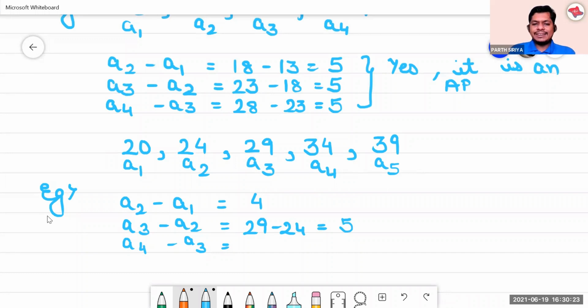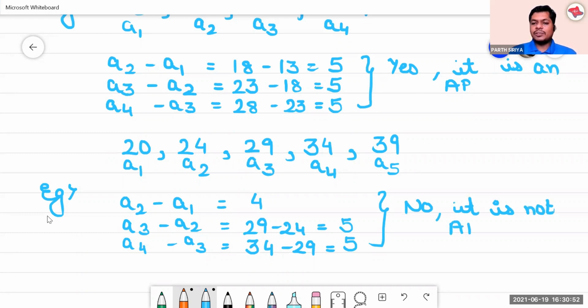Okay. Next two numbers, A4 and A3. 34 and 29. That's again 5. Are you getting the same numbers? One time you are getting 4, one time you are getting 5, one time you are getting 5. Is the difference the same? No. So, no, it is not an AP. तो इस तरह से हमें पता चल सकता है कि वो AP है या नहीं है. ठीक है? Any confusion with this?